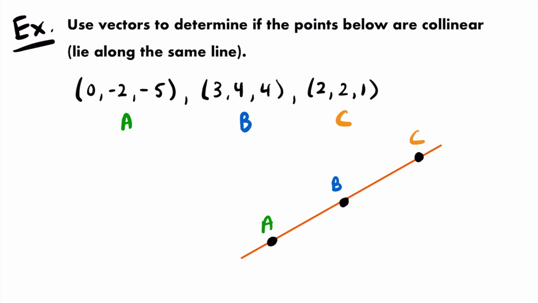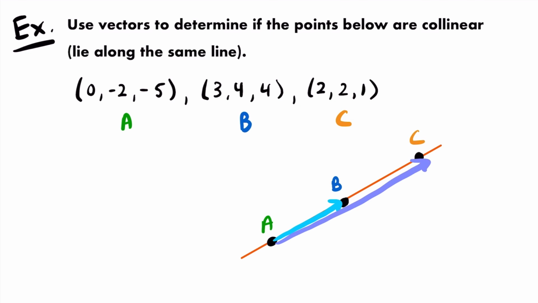Well, here's what would need to be true. In order for these 3 points to lie along the same line, the vector from point A to point B would need to be parallel to the vector from point A to point C, right? I didn't draw it over top of the other one, but imagine that they are both along that same line and they're parallel. If we can show that the vector connecting point A to point B is parallel to the vector connecting point A and point C, then we have no choice but to conclude that these 3 points are collinear, that they lie along the same line.